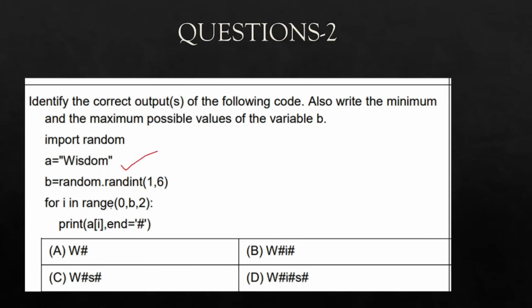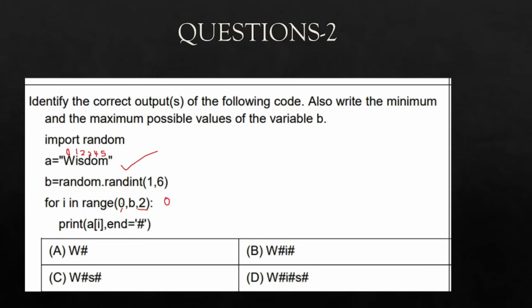For i in range(0, b, 2): it is starting with index 0, comma b. Comma b means what? 1 to 6 again. And comma 2. What is this 2? It is a step count. Now print(a[i]). So it is going to take 0, 1, 2, 3, I'm writing here the index numbers 4 and 5.